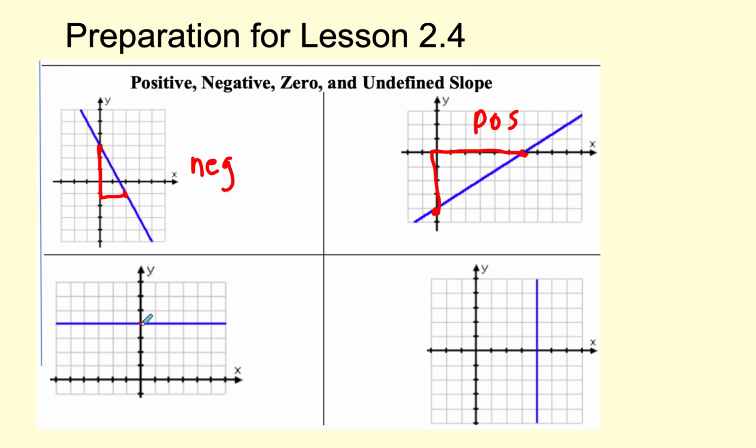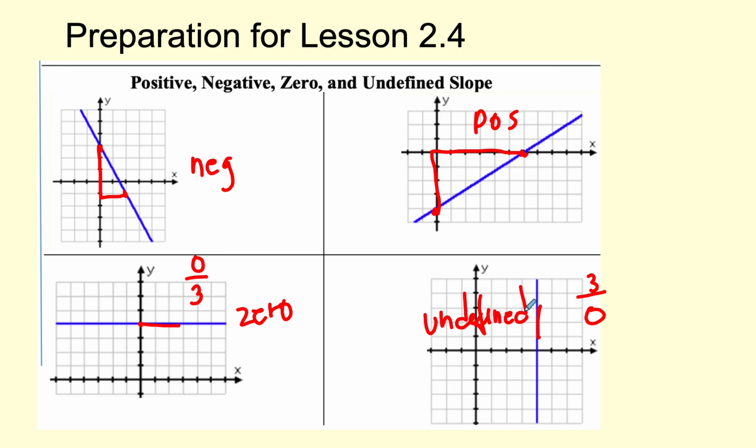Over here, you see there is no rising, there is only a run. And if there's no rising, that's 0. And if there's running, it's some kind of number. But in the end, it's 0. And over here, there is a rise. We do have some kind of rise, like say 3, but there is no run, which is 0. And anytime you divide by 0, that is undefined.